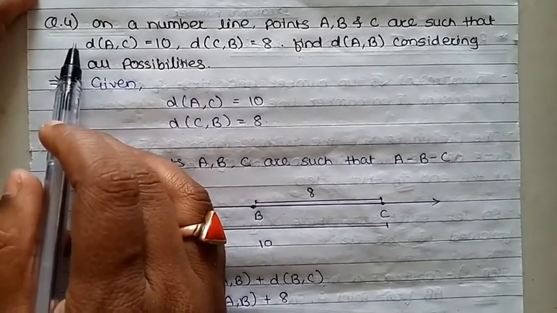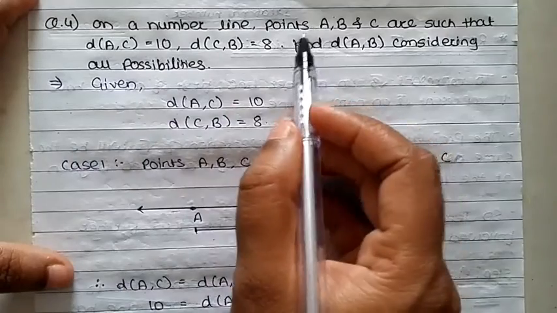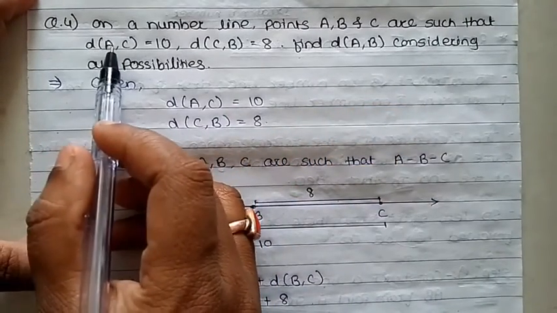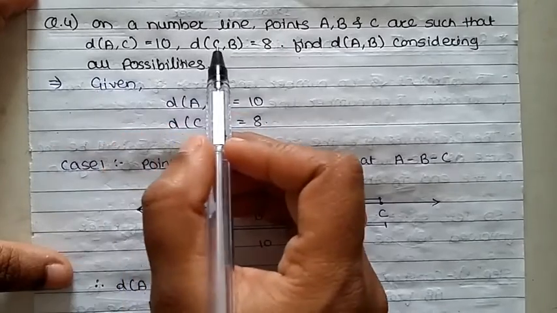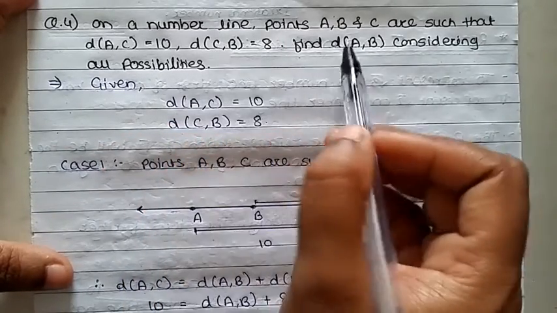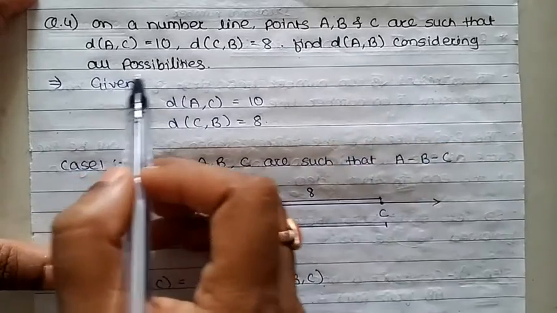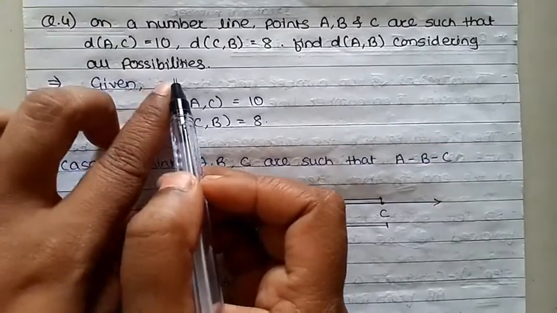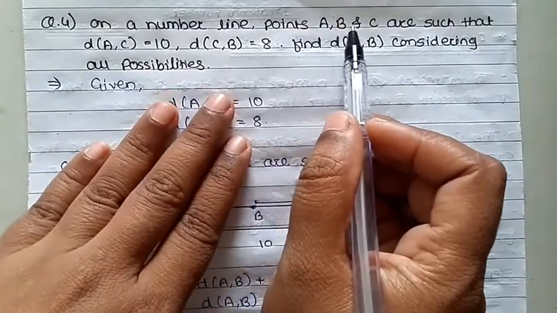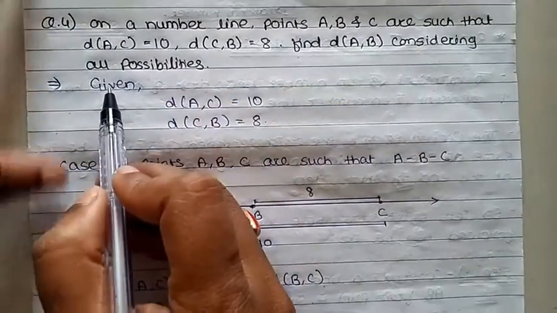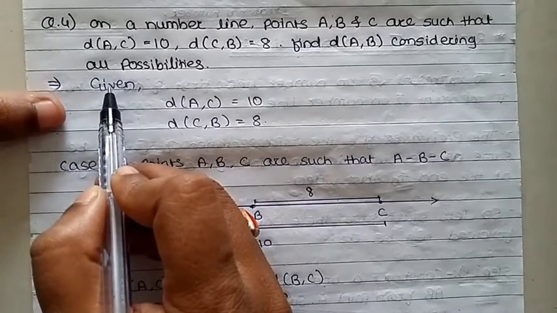Next question, question number 4. On a number line, points A, B and C are such that the distance between A and C is equal to 10, and the distance between C and B is equal to 8. Find the distance between A and B considering all possibilities. So tell me, how many points are there? That is 3 points. So how many possibilities are there? That is 3.